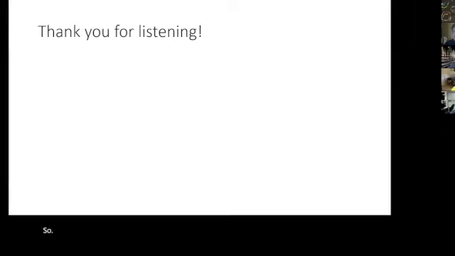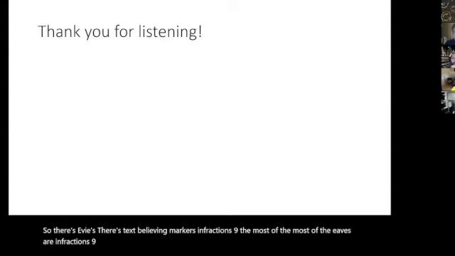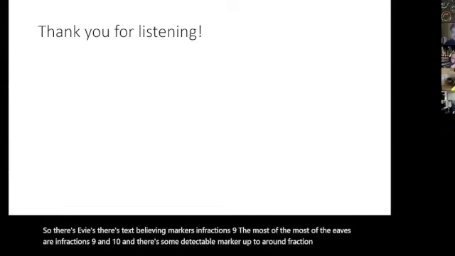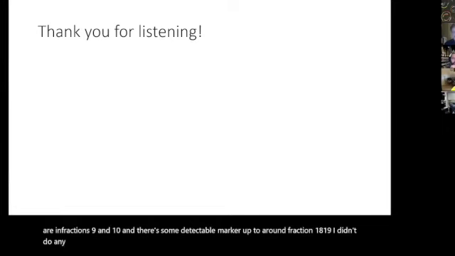So there's EVs, there's detectable EV markers in fractions 9. Most of the EVs are in fractions 9 and 10, and there's some detectable marker up to around fraction 18, 19. I didn't do any Triton. The markers I was looking at were external membrane markers.